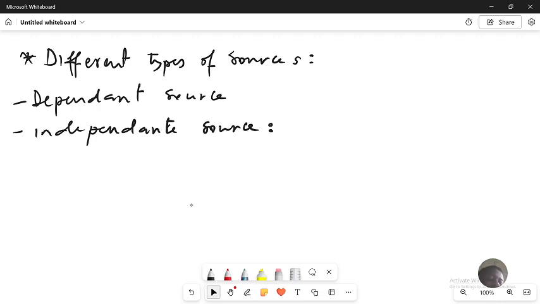So now if we say dependent source, it means that it depends on something. The source can depend on something. But if we say independent source, it does not depend on something.